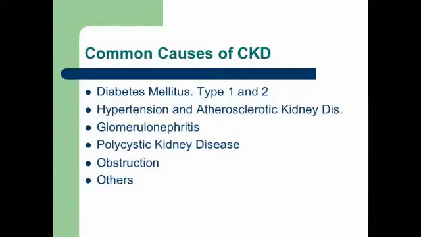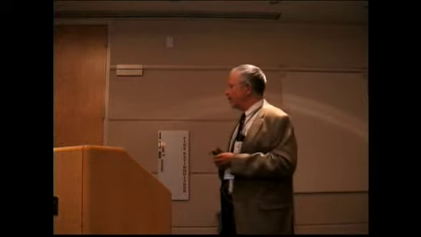What are the commonest causes of CKD? Number one, diabetes mellitus, type 1 and type 2. We are now seeing more and more people affected by type 2 than type 1, especially children. Obesity is an epidemic problem now, so type 2 is definitely taking front stage. And type 2 patients get chronic kidney disease as much as type 1.